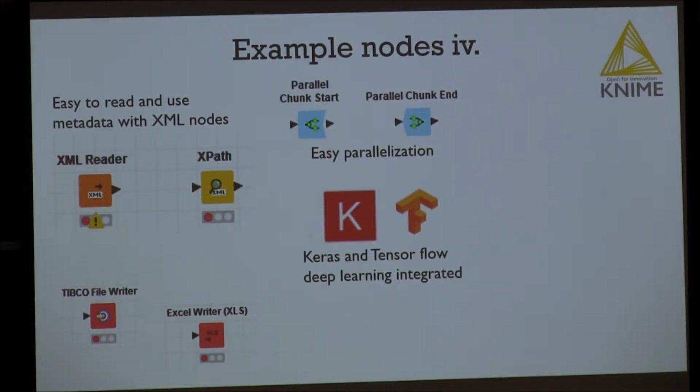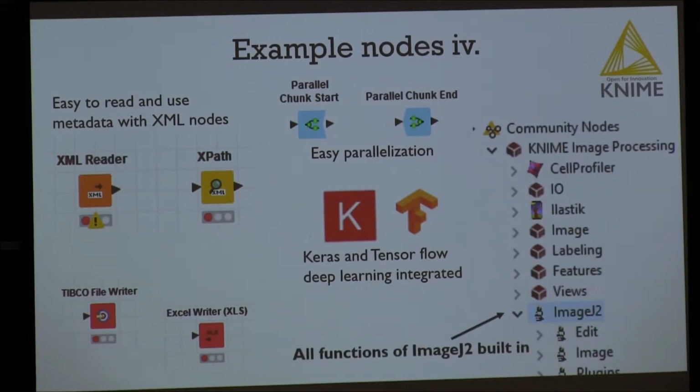If you want to do deep learning and you don't know how to code really well, this is your way to get into the field, basically. There's nodes specifically made to set up TensorFlow and Keras deep learning pipelines. So if you want to try that with your image processing, you can do it here. On top of that, all the functions of ImageJ are built directly into KNIME through the image processing extension, so you can call up whatever image processing function you want, essentially.